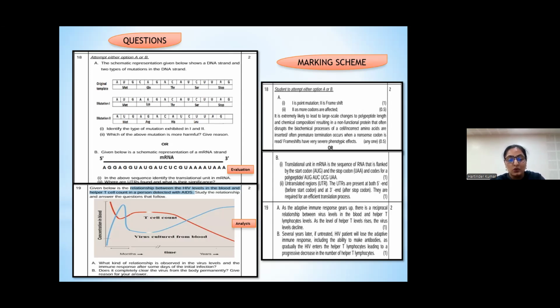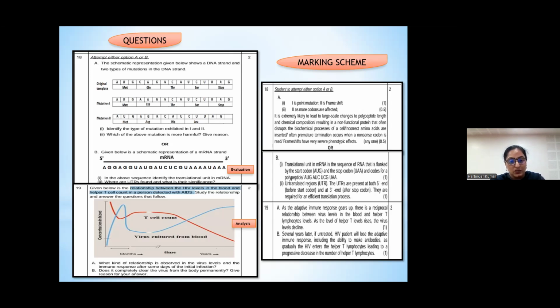So this leads to the shifting of the frame, that is AUG, AGA, CAU, CUU. You can see amino acids have been changed, stop codon is not there, and the frame has shifted in one direction. So we can say this is a frame shift mutation. So this is where they have to give the reason for justifying this answer. So this is a case of evaluate.